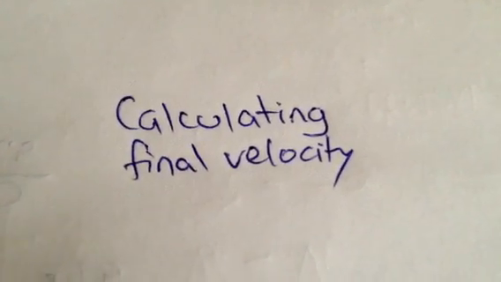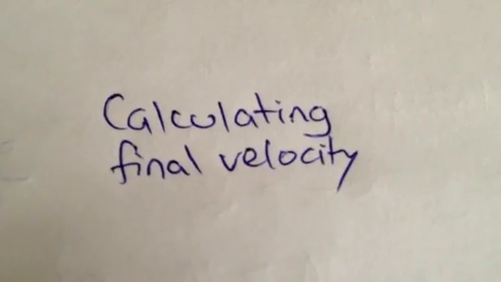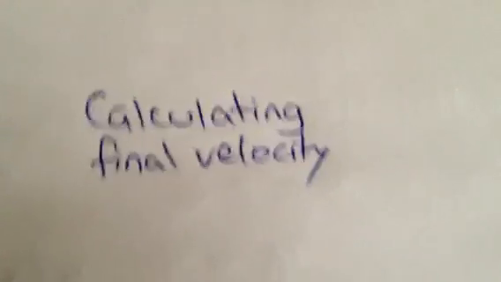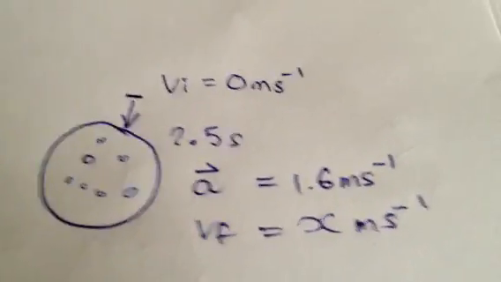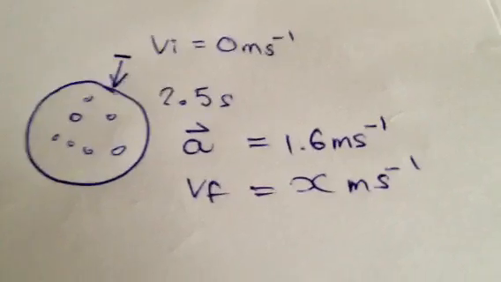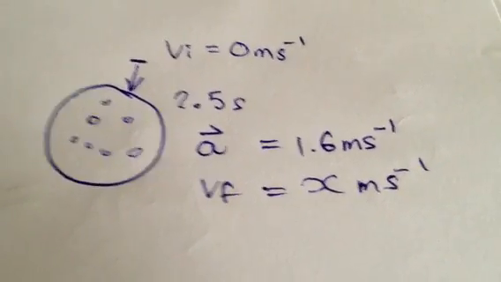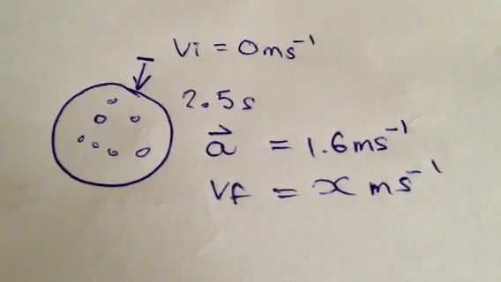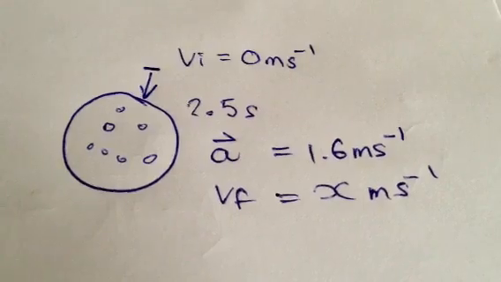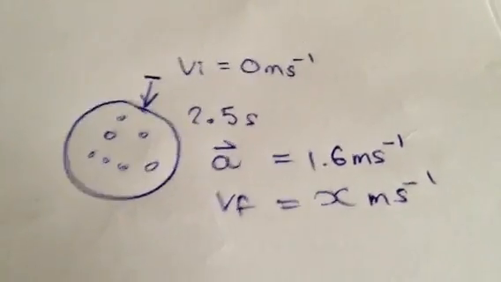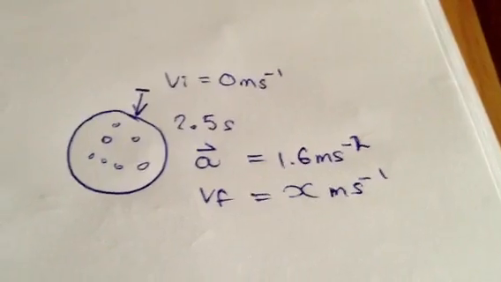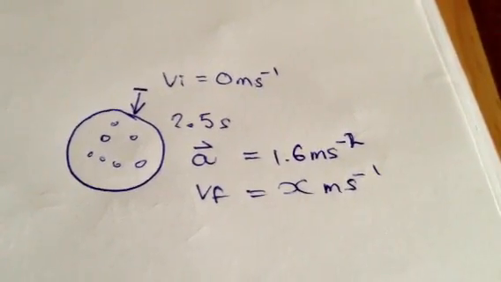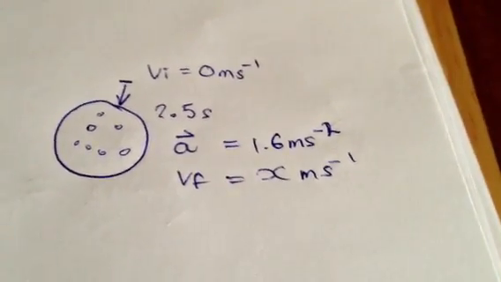Okay, today's episode is a reasonably short one, but it's about calculating final velocity, so very exciting stuff. Let's say we're on the moon and we want to drop something from shoulder height, and we know that it takes 2.5 seconds for it to hit the ground. Then we know an acceleration is 1.6 meters per second squared, just because we measured it. And velocity final is, of course, x meters per second.